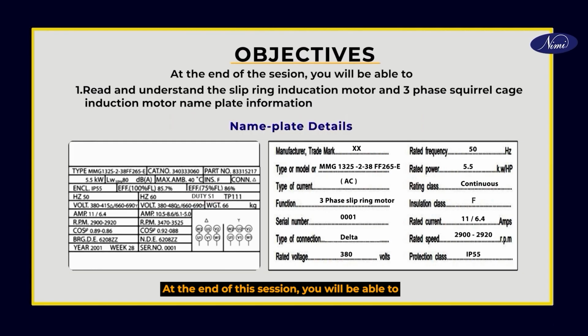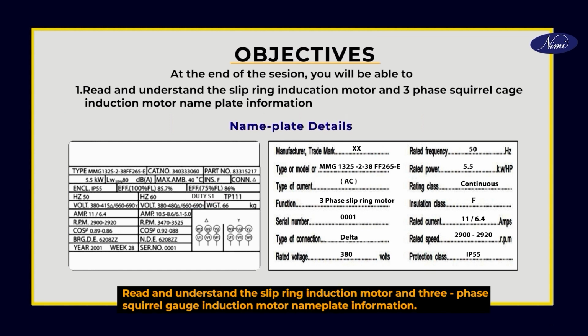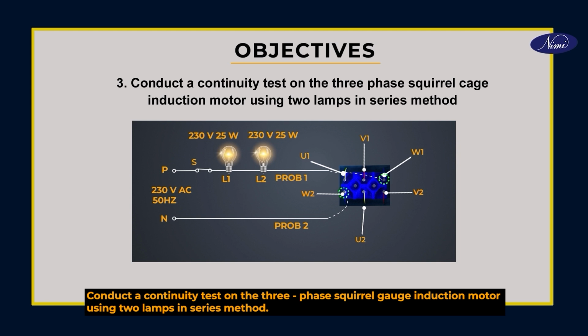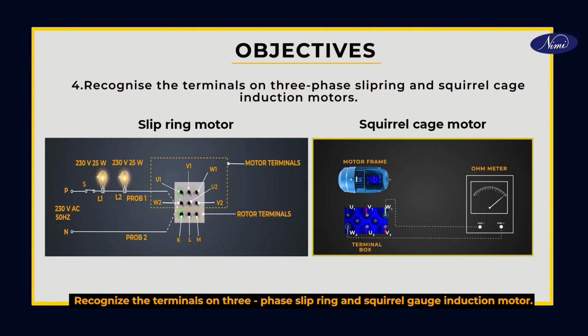At the end of this session, you will be able to read and understand the slip ring induction motor and three-phase squirrel cage induction motor nameplate information. List the components of slip ring induction motor and squirrel cage induction motor. Conduct a continuity test on the three-phase squirrel cage induction motor using two lamps in series method. Recognize the terminals on three-phase slip ring and squirrel cage induction motor.